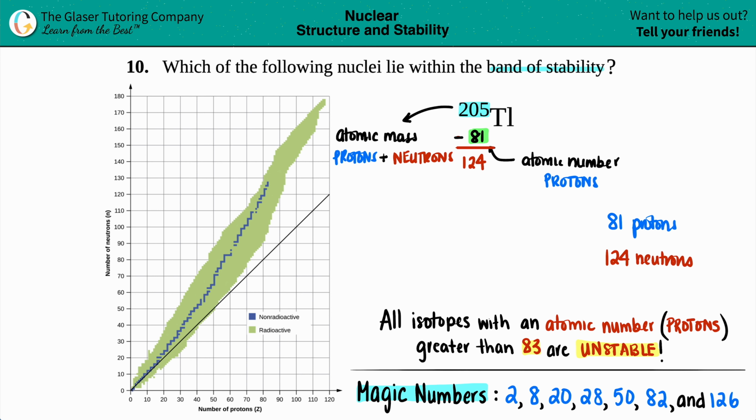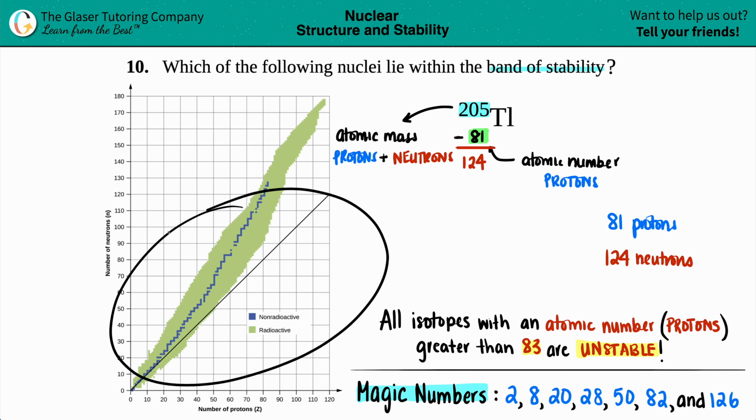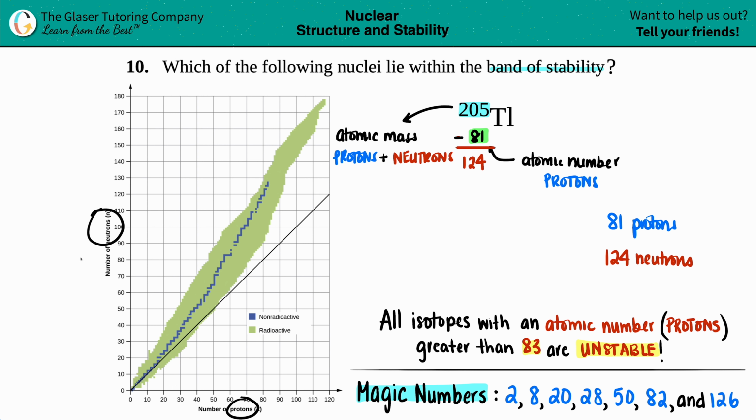Now, the first thing you want to check is to just see if you have any magic numbers. There are 7 magic numbers that make an atom more stable than it usually would be. But out of the 7 magic numbers, I don't see an 81 and I don't see a 124, which means that I have to go to the actual graph. This is based off of protons versus neutrons. So all we have to do is find 81 protons and see if there's a blue line with 124 neutrons.